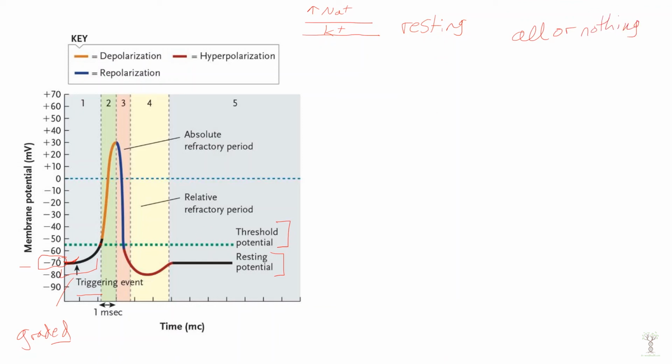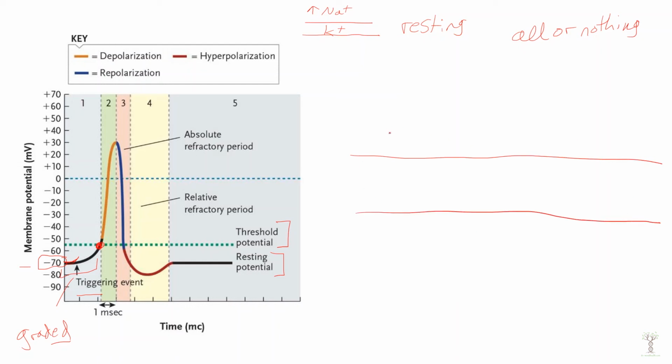Action potentials are considered all or nothing because they either happen or they don't. And action potentials are always excitatory. They have the same amplitude every single time. So now let's suppose we've had a triggering event, a stimulus, that brings the cell membrane to this threshold level. Let's look at our axon.